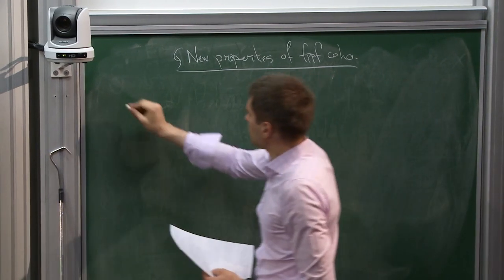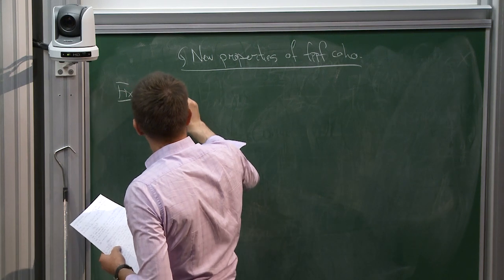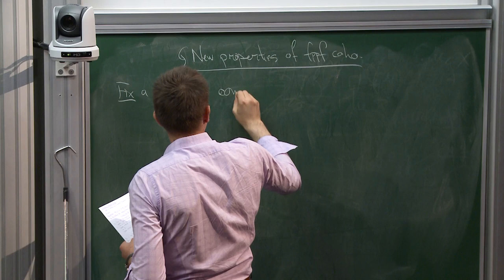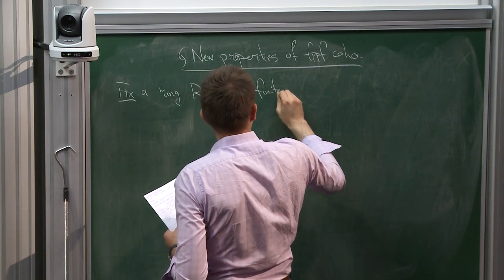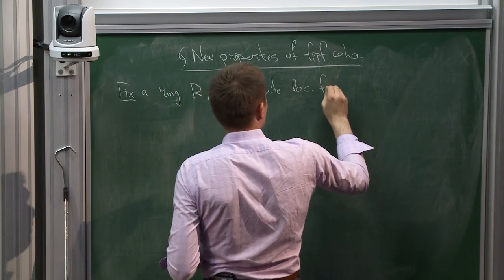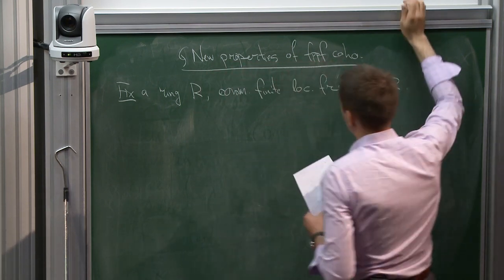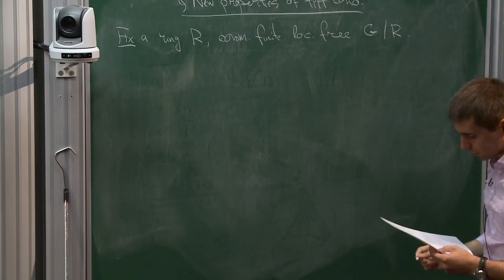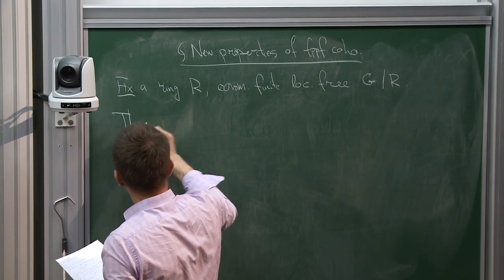Okay, so for this, we'll fix a ring R, and a commutative finite locally free group scheme G over this ring R. This will be our coefficients of the flat cohomology we consider, and the first theorem.